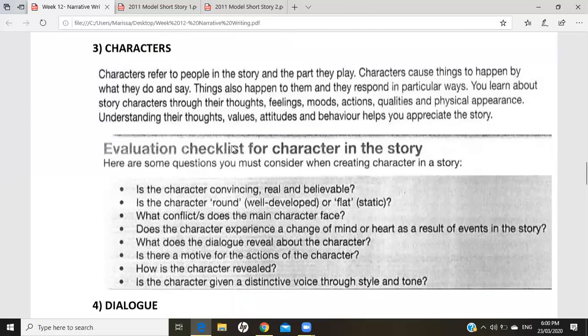So the evaluation checklist for character in the story. These are some questions that you could consider when you are creating your characters. So is the character convincing, real, and believable? You want your character to be convincing and the reader should be like, wow, okay, this person, I could really believe or understand what they're saying because maybe they're persuading me to follow what they're doing or what they're thinking. You want your character to also be real and believable.